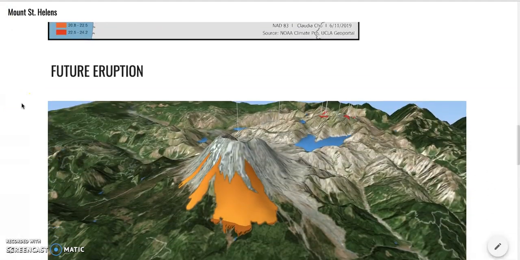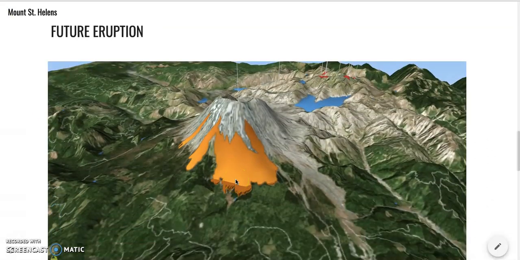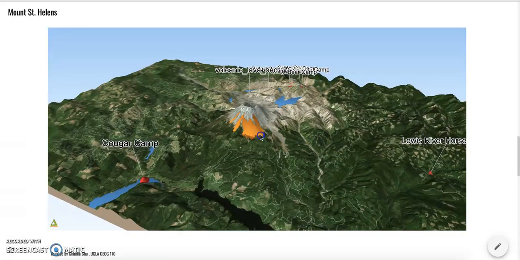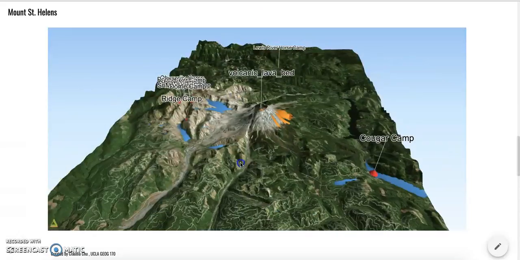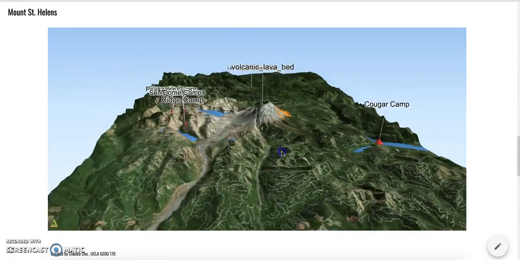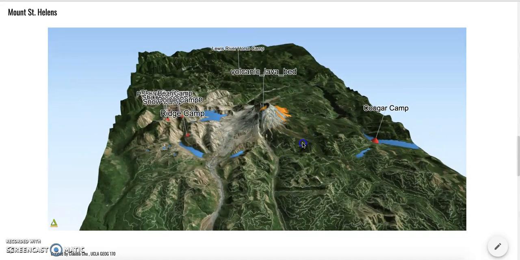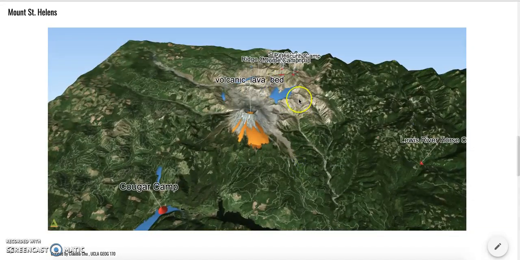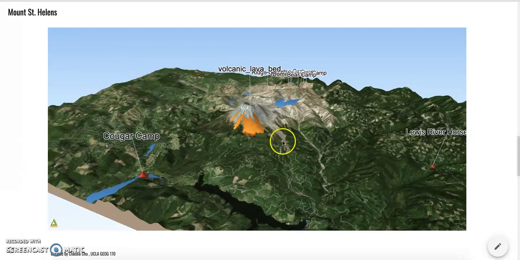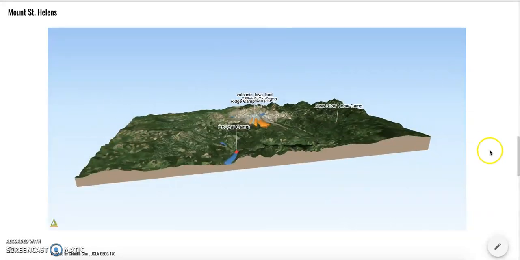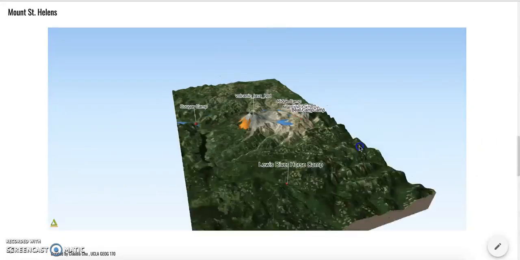Next, I have created a 3D interactive map. I have shown the Mount St. Helens volcano with the lava flow in orange, and also the crater lakes that were created after the last eruption, which are in blue. Viewers can easily move around the map.